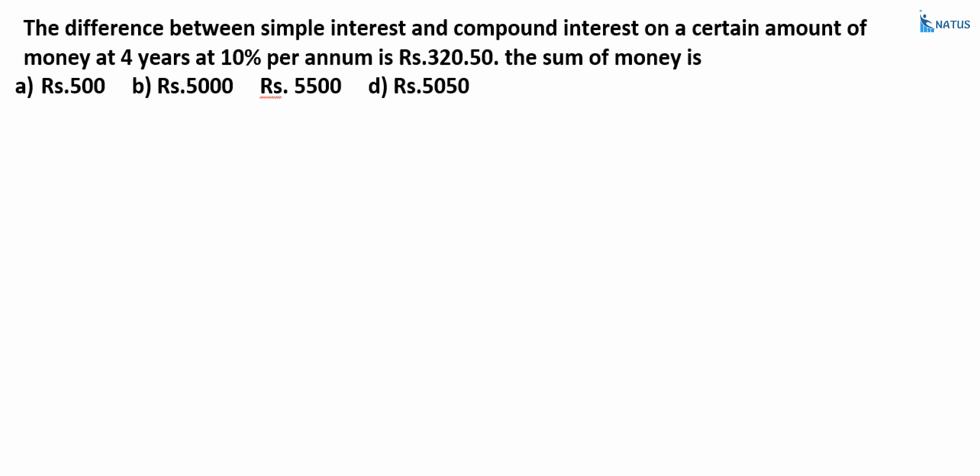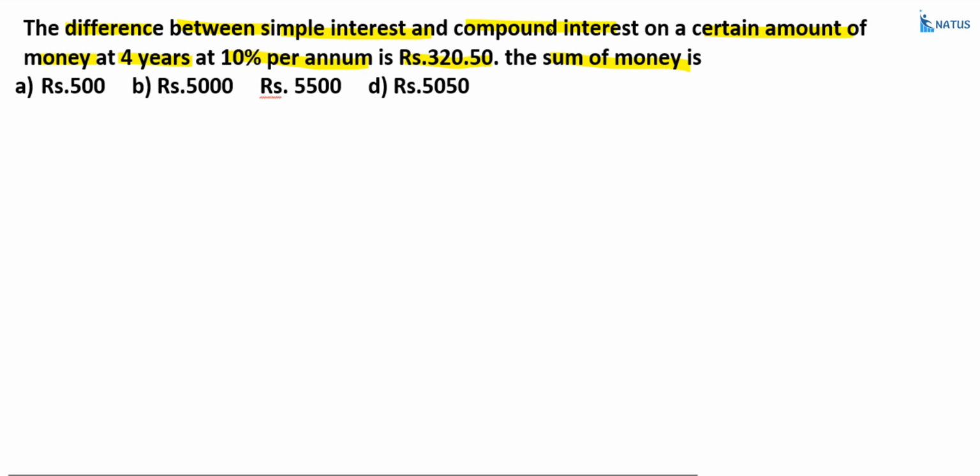Next example. The difference between the simple interest and compound interest on a certain amount of money at 10% per annum for 4 years is 320 rupees 50 paise. Find the sum of money. Here we don't know the principal, right? Here we know the time period and the rate of interest, and what we require is the difference between the simple interest and compound interest.